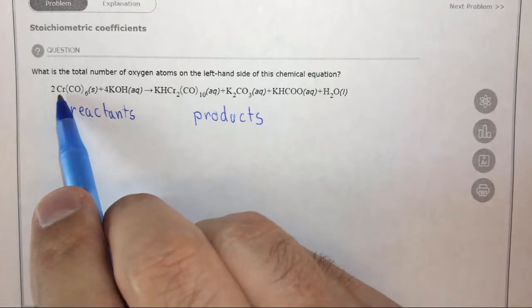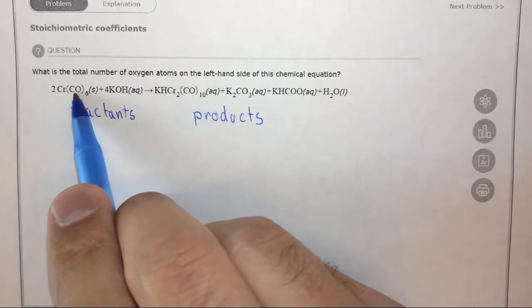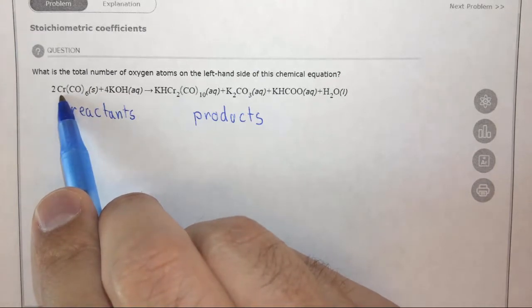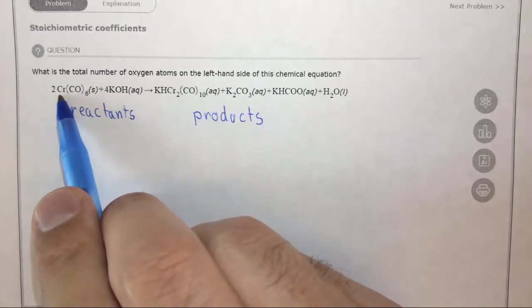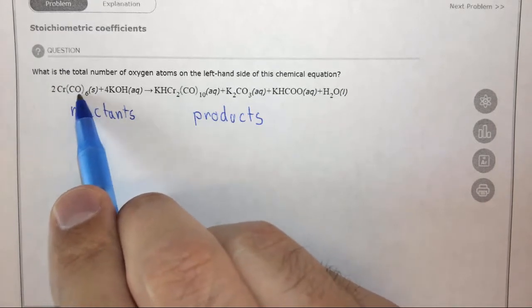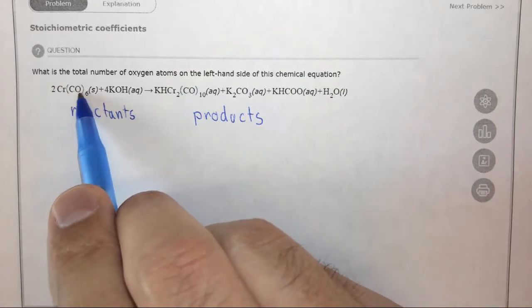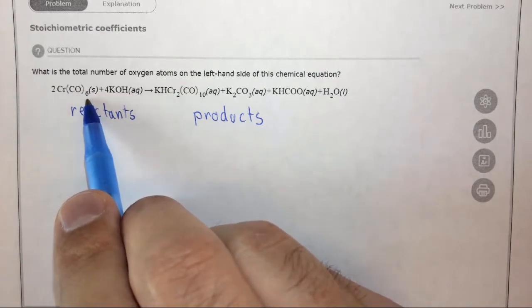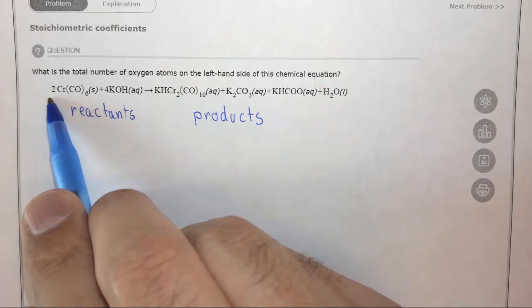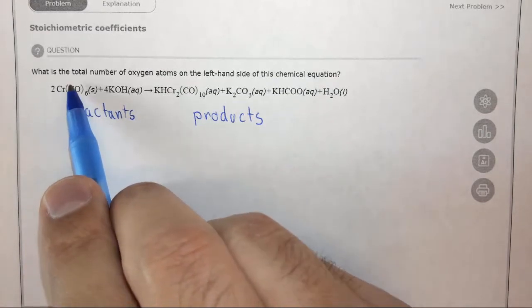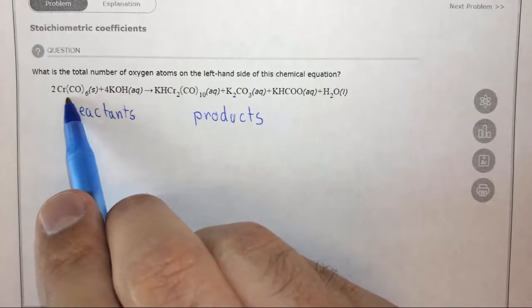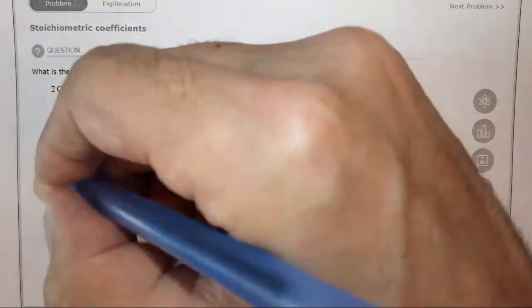In this case, we have Cr, then CO in parentheses, 6, which means we have 6 COs and 1 chromium here. So each Cr(CO)6 contains 6 oxygens. Because each CO contains 1 oxygen, we have 6 times 1, so each of these contains 6 oxygens. However, we have 2 of them. So if we have 2 Cr(CO)6, we have a total of 12 oxygens because each of them contains 6 and we have 2 of them, so this has 12 oxygens.